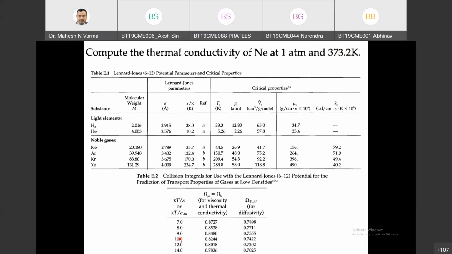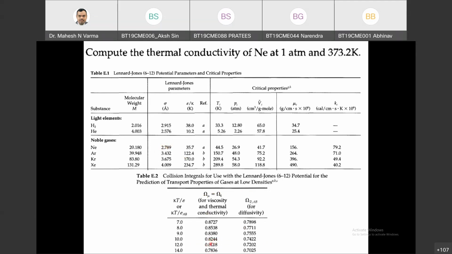So it is in between these actually. 10.4 is very close to 10, so you can take the value around 0.8, just less than 0.824, so something around 0.822 or 0.820. You can interpolate this value here and get this value. Now you have the collision integral and the collision diameter. This is the collision diameter and this is the collision integral.